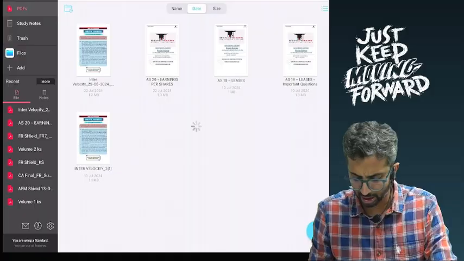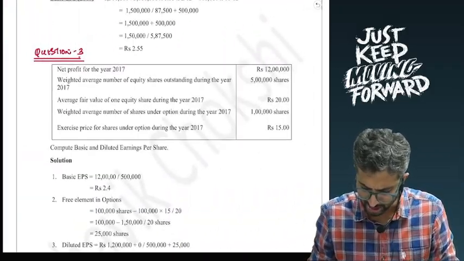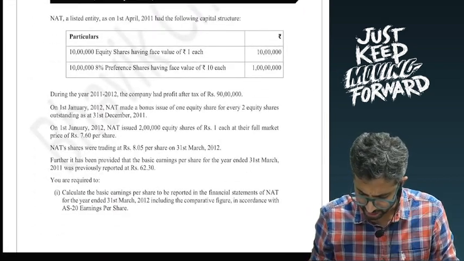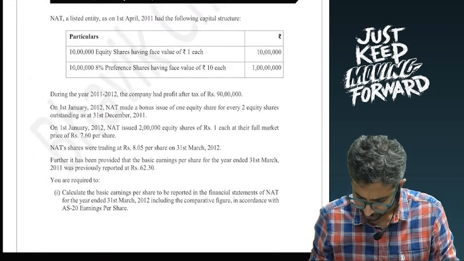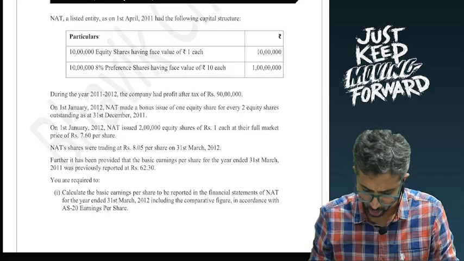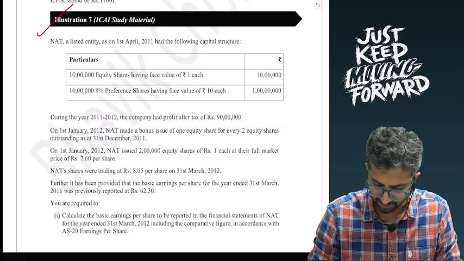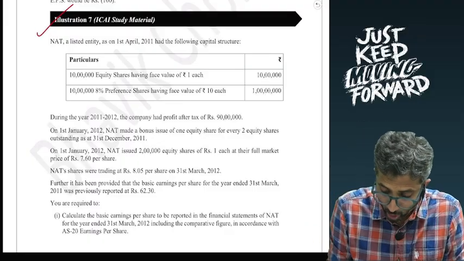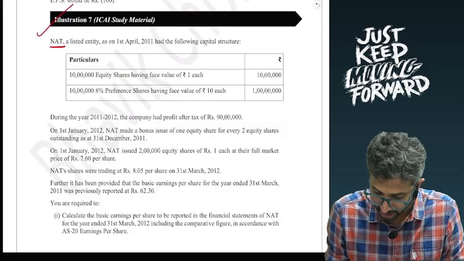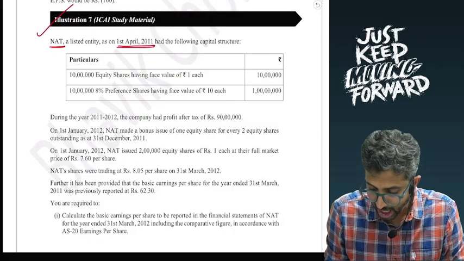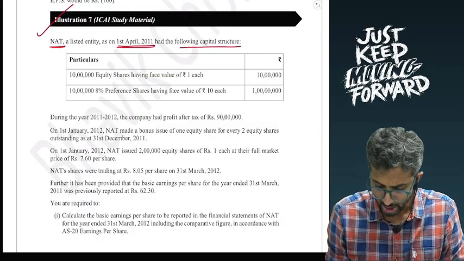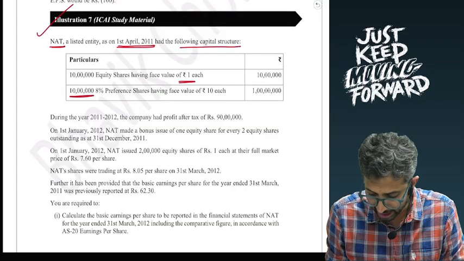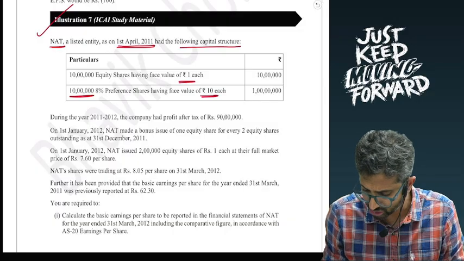So for this, I will take another illustration if that is there behind. So let us say we can probably do it now. Okay, so if I look at illustration number 7, there is an adjustment of bonus and a few other adjustments as well. So let us try. Now NAT, a listed company, as on 1st April 11 had the following capital structure. It had 10 lakh equity shares with a face value of rupees 1 each, and it had 10 lakh 8% preference shares having a face value of rupees 10 each, that is 1 crore.